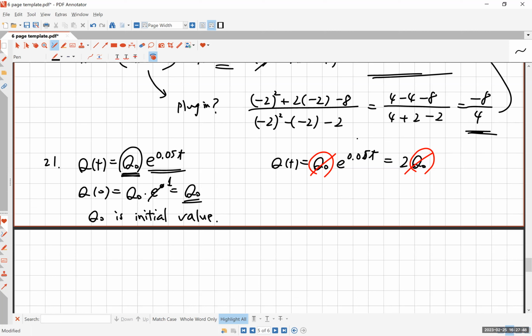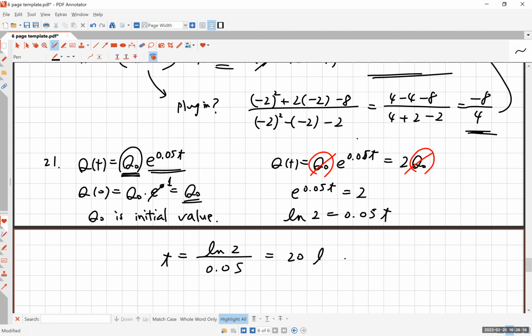All right, so basically you'll end up with the exponential part equal to 2, which means the log of 2 is 0.05 t. Let's go to the next page here. So t is simply the natural log of 2 divided by 0.05. Now if you had the calculator, you can calculate this. If you don't, then this is all you can do. By the way, 1 over 0.05 is 20, so this is the same as 20 times the natural log of 2.